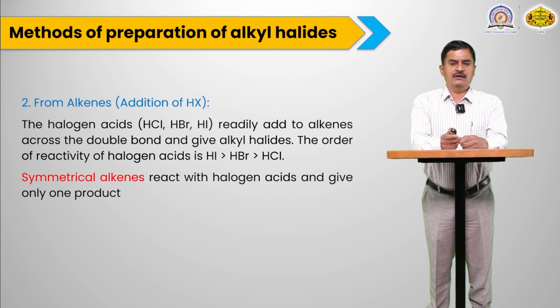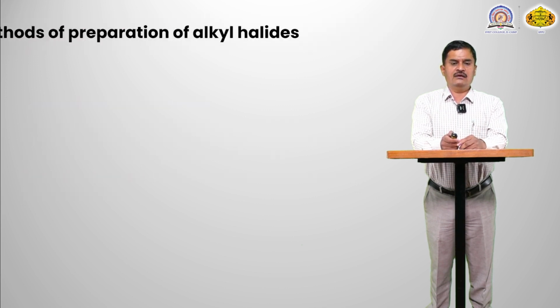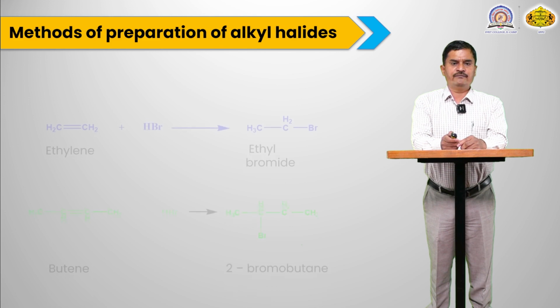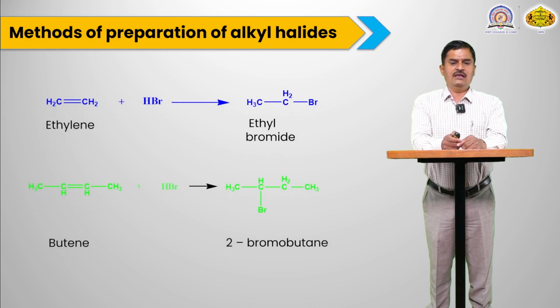The halogen acids react with a carbon-carbon double bond and give the corresponding alkyl halide. For example, symmetrical alkenes, when they react with halogen acids, give the same compound. For example, ethylene reacts with HBr and gives ethyl bromide, meaning the Br minus may add to the first carbon or the second carbon, and we get the same compound. In the case of 2-butene, again we get the same compound, 2-bromobutane.